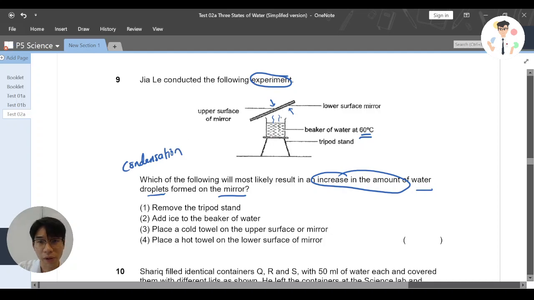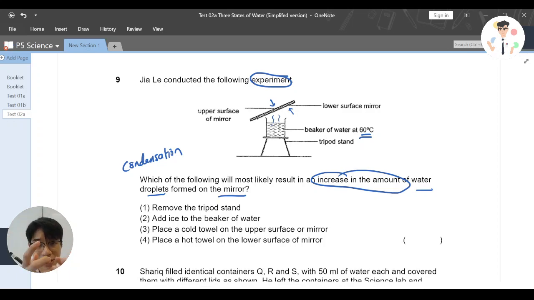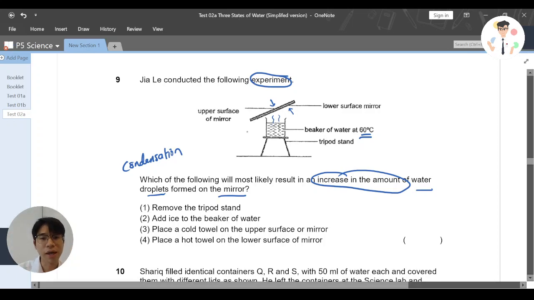The warmer water vapor came in contact with the lower surface of the mirror, the cooler surface. It loses heat, condenses, and forms water droplets. And now they want you to increase the amount of water. So in order to increase the amount of water, what you are supposed to do is either make this water hotter, or make this mirror cooler. Okay, you get the idea, right? Either this hotter, or this cooler.